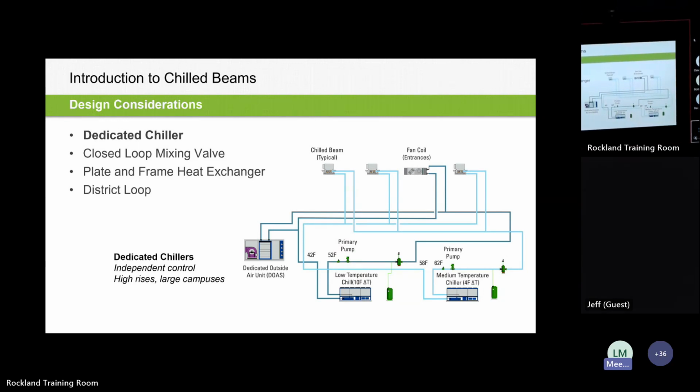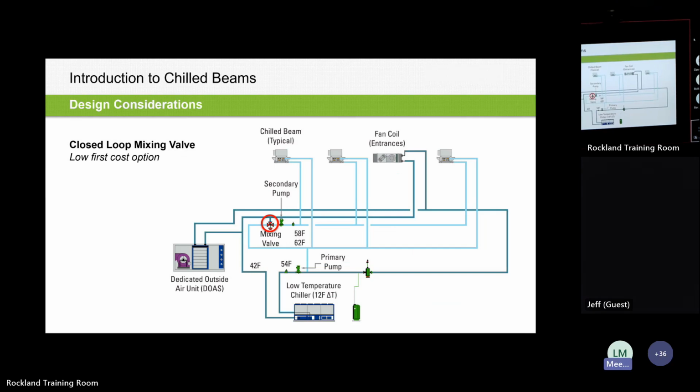the district loop. So if you have a district chiller plant, there's ways to design those to accommodate the higher chilled water. And then I know on some projects, been able to utilize the warm return water off of the DOAS unit or air handling unit to run that into the chilled beams as well to improve efficiencies.